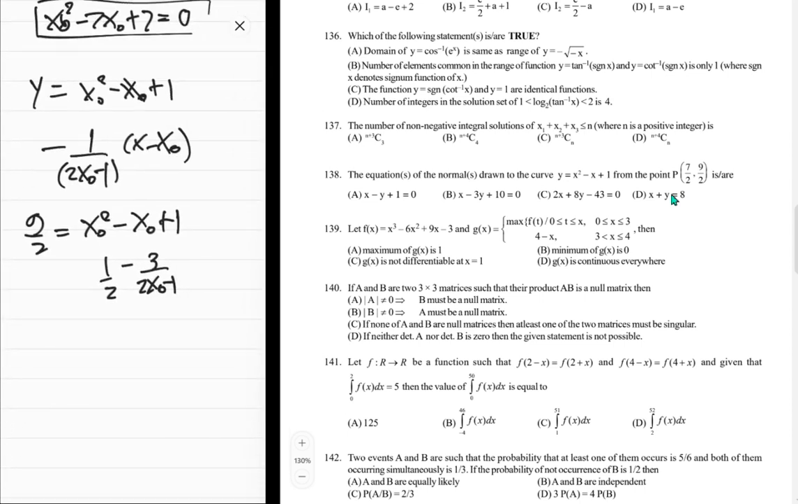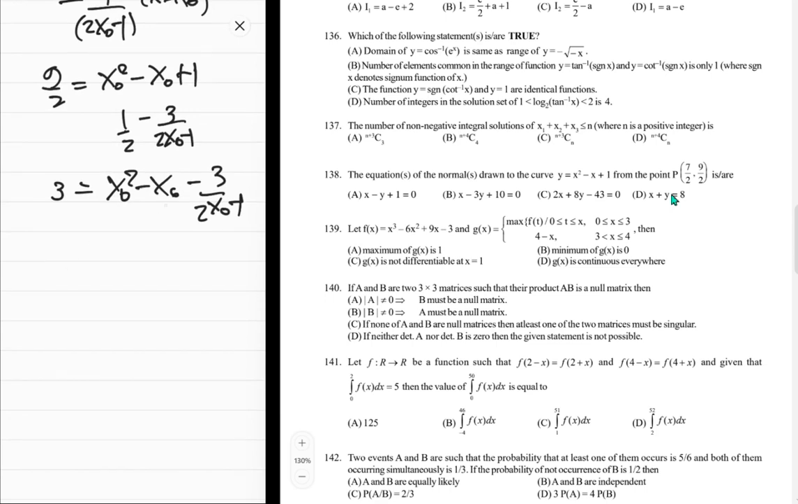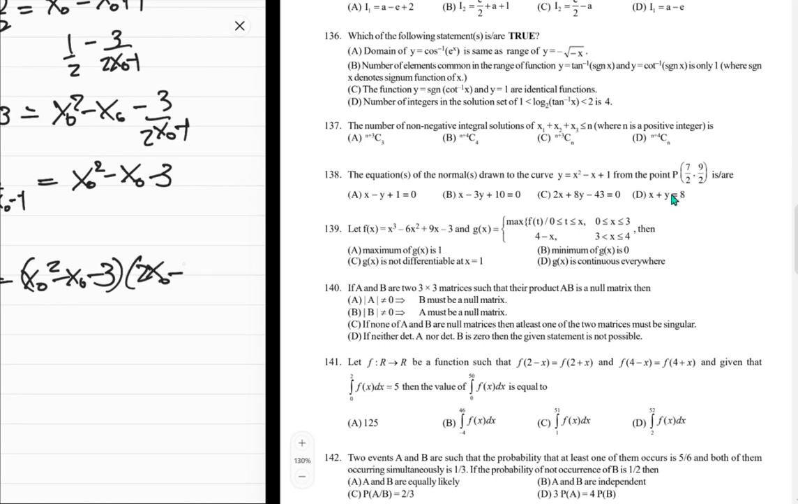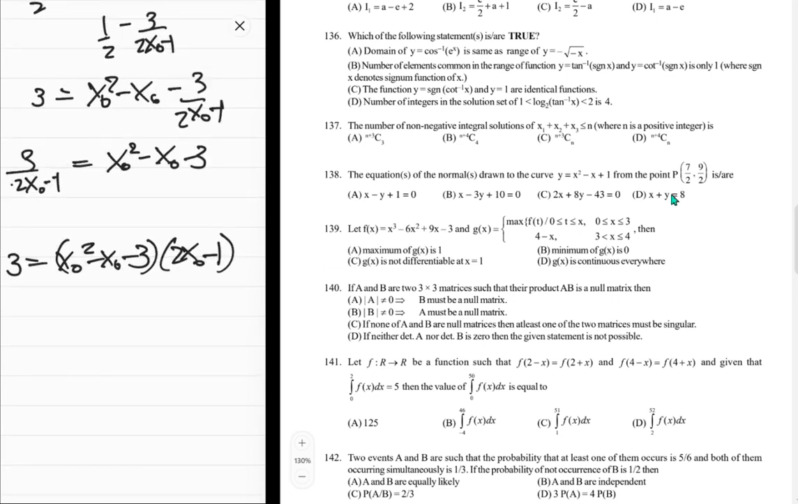Cool. And then maybe we can multiply by, okay, whatever. So 9 minus 1 is 8, 8/2 is 4, so 4 minus 1 is 3, 3 equal to x naught squared minus x naught minus 3/2 x naught minus 1. So 3/2 x naught minus 1 equal to x naught squared minus x naught minus 3, right? So 3 is equal to x naught squared minus x naught minus 3 into 2. So this is just really bad, because this is going to give us cubics and so on. Solving for x naught is kind of impossible over here.